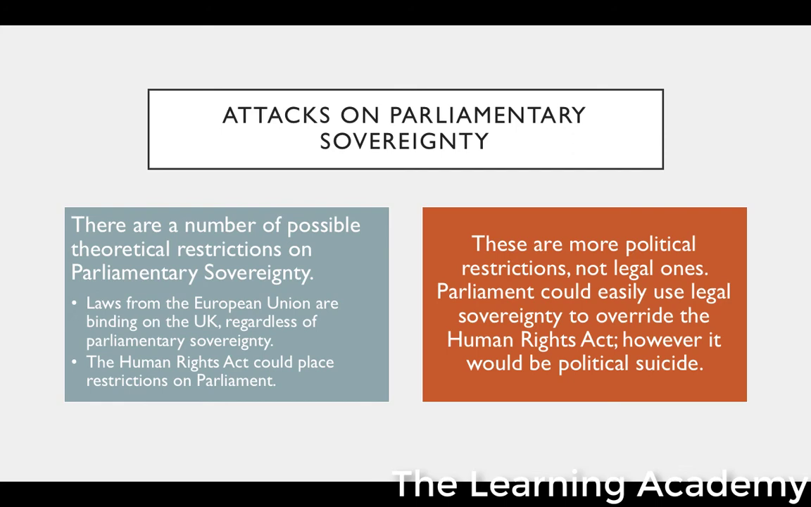Now, if we have a look at the distinction between legal sovereignty and political sovereignty, the Human Rights Act is an example, because it could technically place restrictions on Parliament. These are not legal restrictions. Parliament has any right to remove and revoke the Human Rights Act whenever it wants to. However, this would be politically dire for the current Parliament, because the electorate wouldn't support such a move to remove the Human Rights Act from legislation.